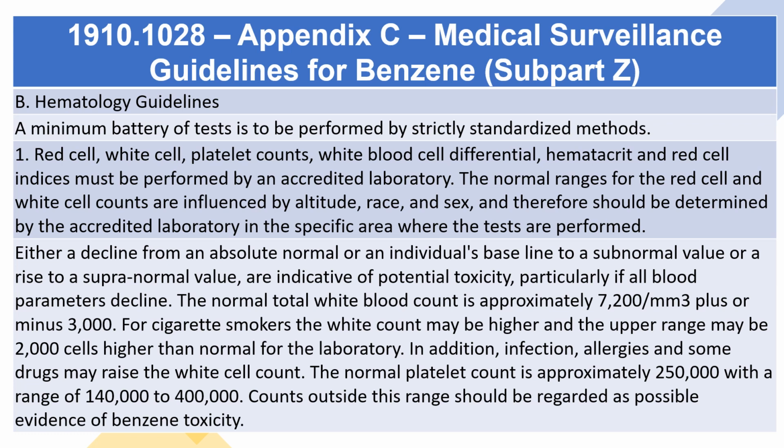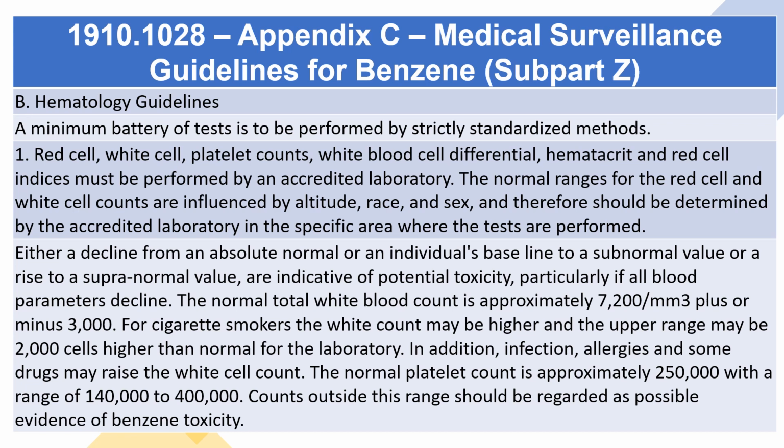an accredited laboratory. The normal ranges for the red cell and white cell counts are influenced by altitude, race, and sex, and therefore should be determined by the accredited laboratory in the specific area where the tests are performed. Either a decline from an absolute normal or an individual's baseline to a subnormal value, or a rise to a supernormal value, are indicative of potential toxicity, particularly if all blood parameters decline.